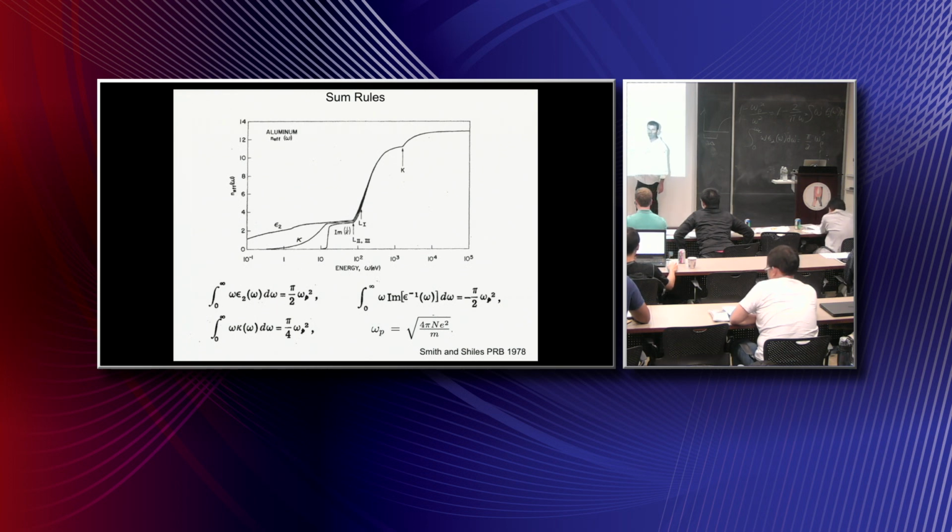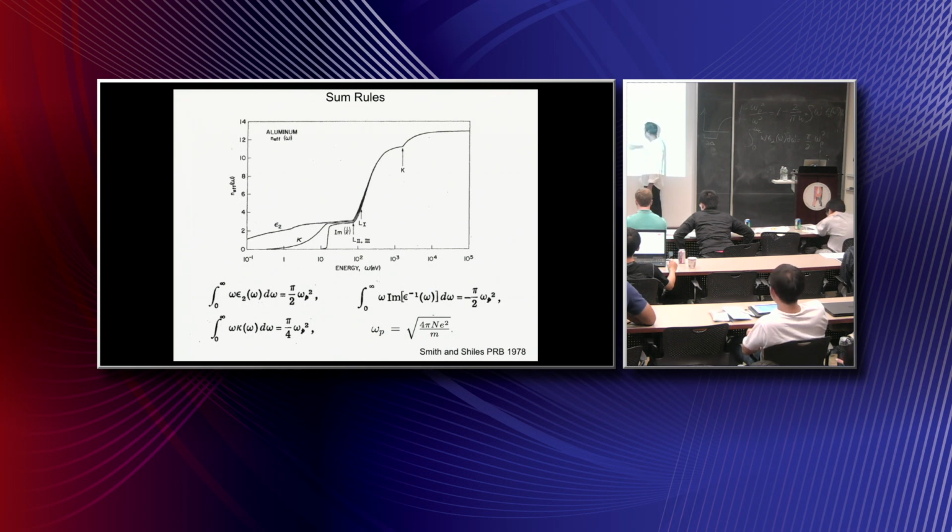How many valence electrons does aluminum have? 3, right? And so you come in here, you go to something of order 10 electron volts, which is the bandwidth of aluminum, and you get 3 electrons. This is with this expression with the free electron mass of aluminum.